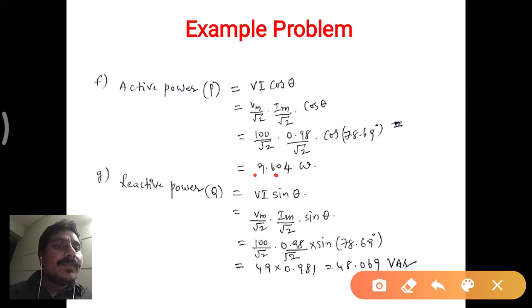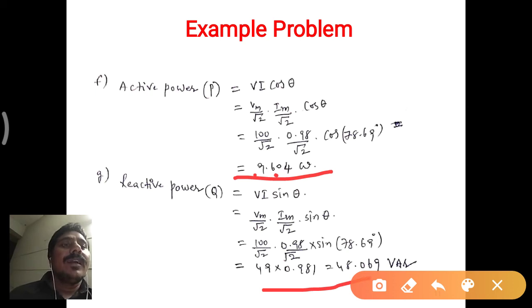Finally, we are taking the product of the values and the sine of theta, so that we are getting 48.069. See here, the active power is less. Here the reactive power is less. Already we know the importance of the reactive power from our previous analysis. So it is always better to maintain active power more compared to reactive power.